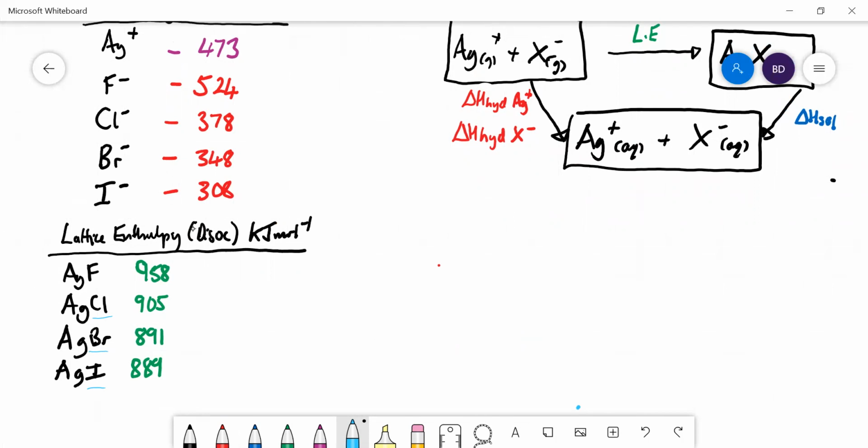So I'll write that down there. That is soluble. This is insoluble. And these are all insoluble. Now, if you can remember, you probably appreciate that silver iodide is the least soluble of the lot. As you go down from silver chloride to silver iodide, solubility decreases.